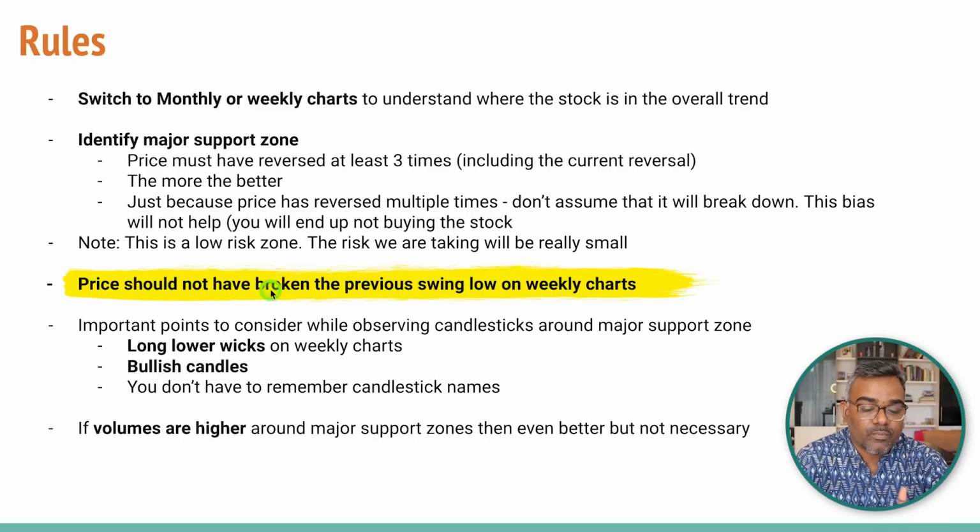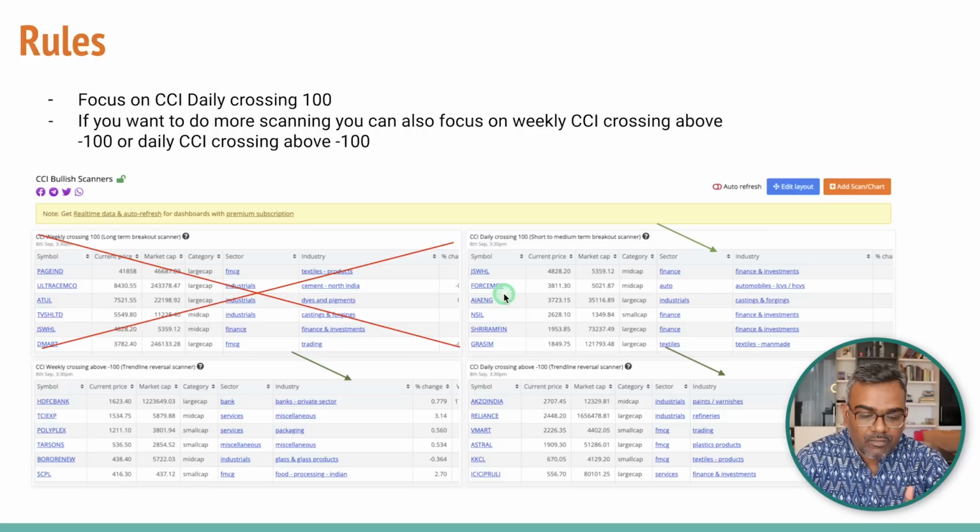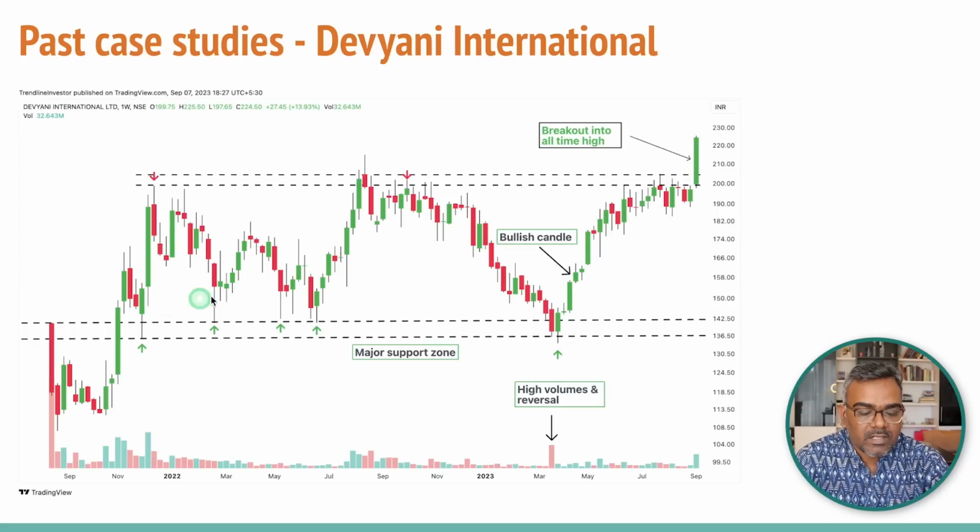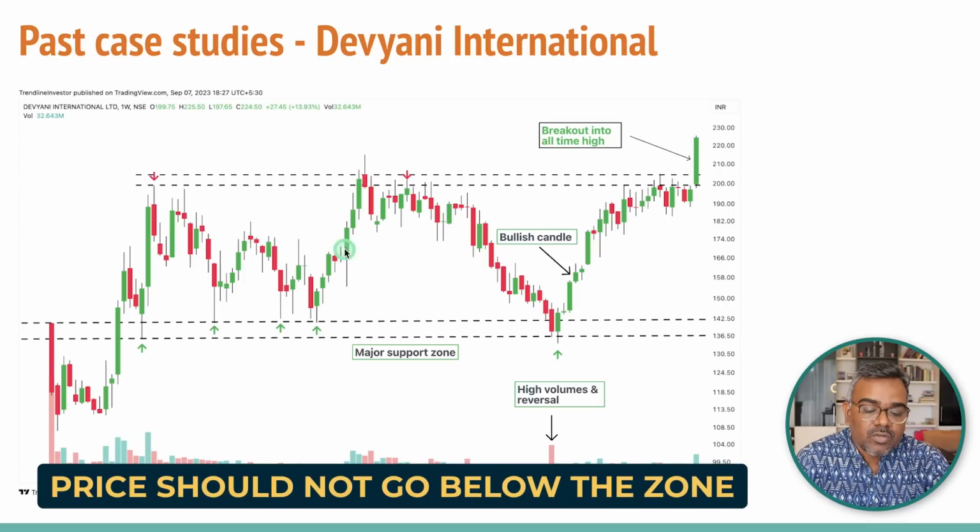So price should not have broken the previous swing low on weekly charts. Now, what is a swing low? A swing low is nothing but a point from where a price is reversed, right? So this is a point from where price is reversed, and this is a point from where price is reversed, it again reversed. Now, when a price is reversed like this, price should not go below this zone over here.